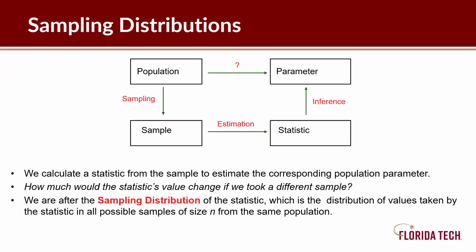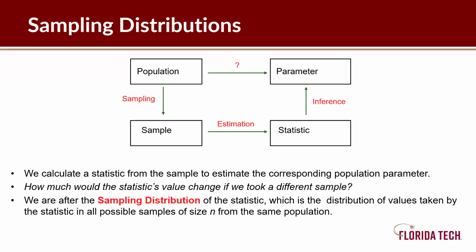Well, I can't directly get at those, so instead I perform sampling of some sort, the methods we just talked about, to get a sample. I perform estimation on that sample to produce statistics. I want to use those statistics to make inferences about the corresponding parameters. Okay, so we calculate a statistic from the sample to estimate the corresponding population parameter.